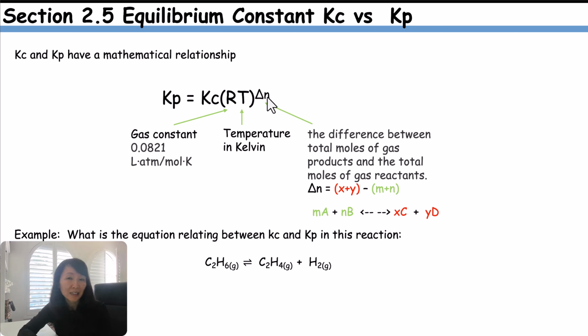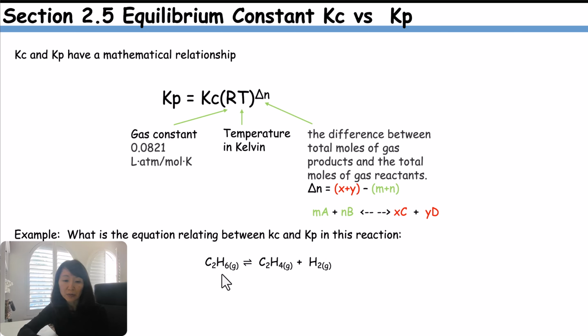Yes, delta N can be negative, or it could be 0 or a positive. So any number will go. It's going to be a whole number, however. Okay, so let's do an example. What is the equation relating Kc and Kp in this reaction?